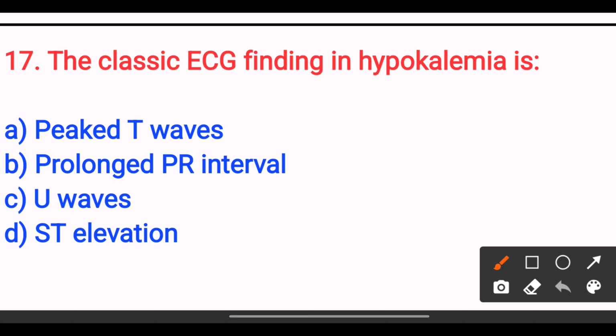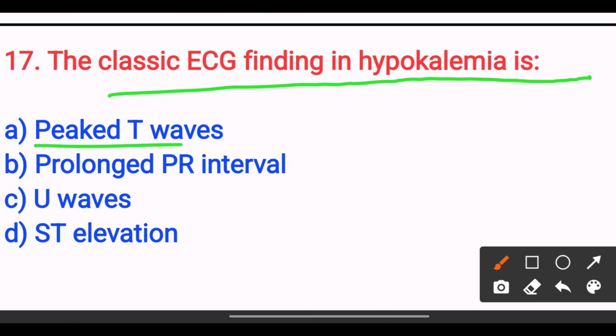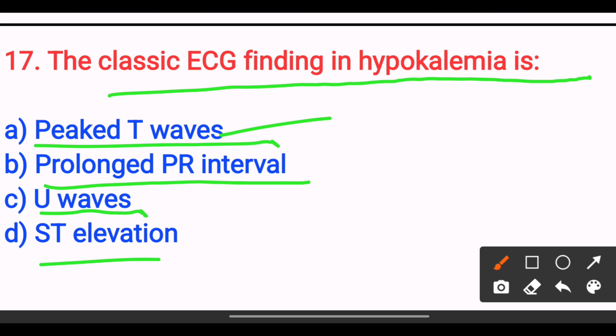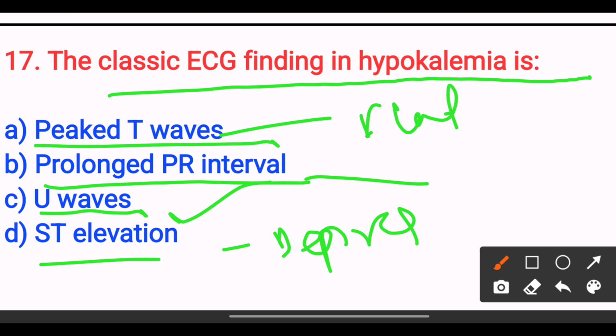Next, the classical ECG finding in hypokalemia is: option A, peaked T wave. Option B, prolonged PR interval. Option C, U wave. Option D, ST elevation. In hypokalemia, there is a flat T wave, not peaked, and ST depression, and a prominent U wave will be seen. So the answer is option C, U wave.